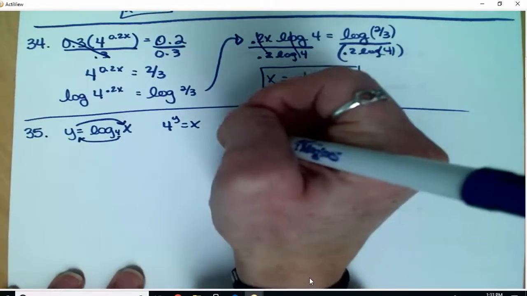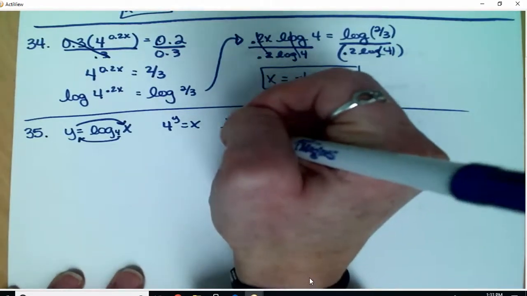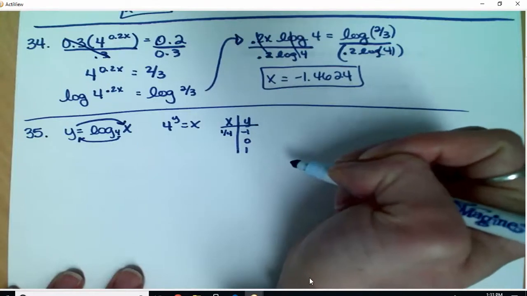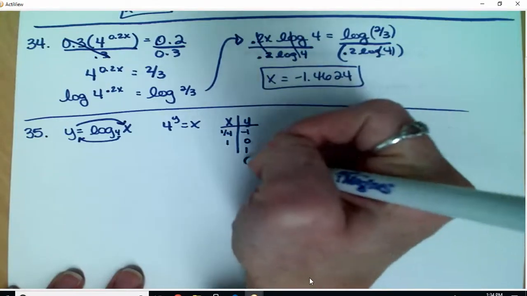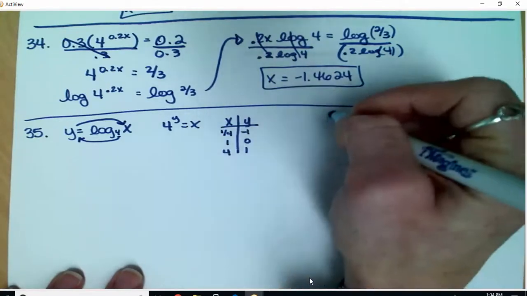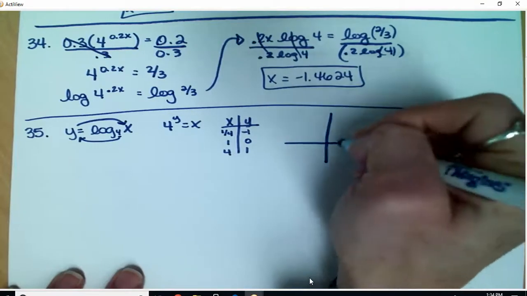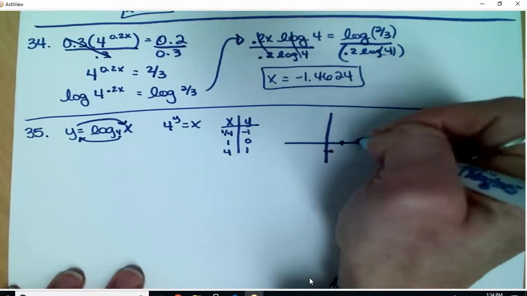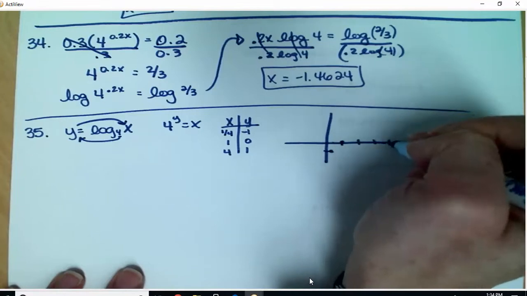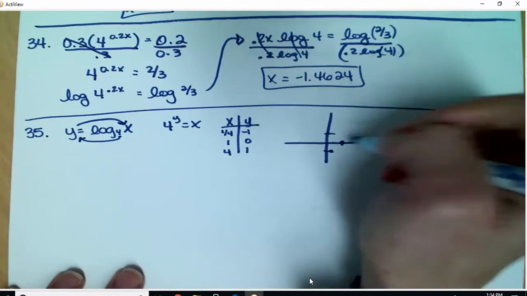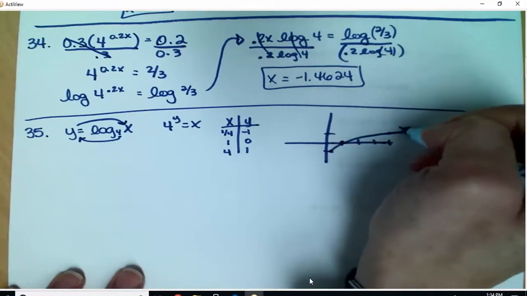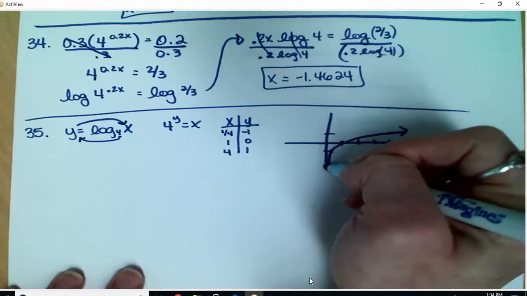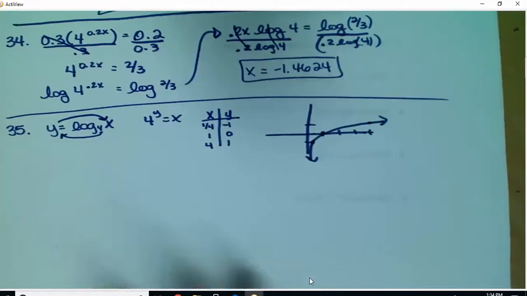4 to the -1 would be a 1/4. 4 to the 0 is 1, and 4 to the first is 4. So if I plot 1/4, -1, 1, 0, and 4, 1. And remember, these have a vertical asymptote at 0, so it just looks like that.